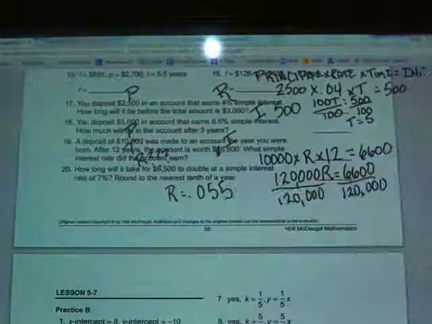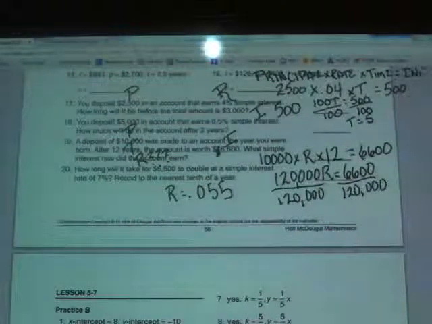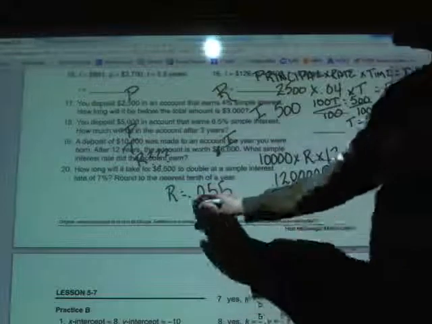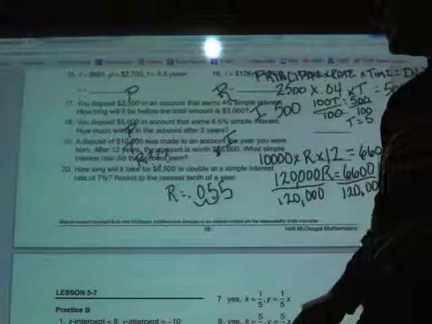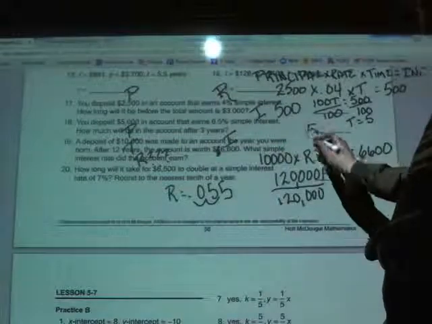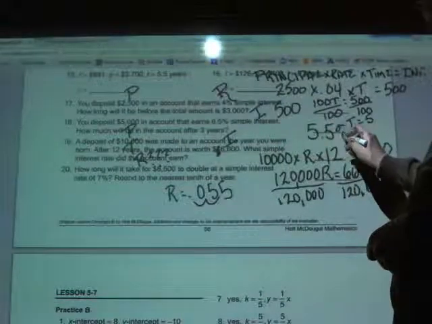Well, remember, R is always shown to us as a percentage. That's what the answer is, a decimal. So convert the decimal into a percentage. Move the decimal 2 times to the right and add a percent sign. And that's going to be 5.5%.